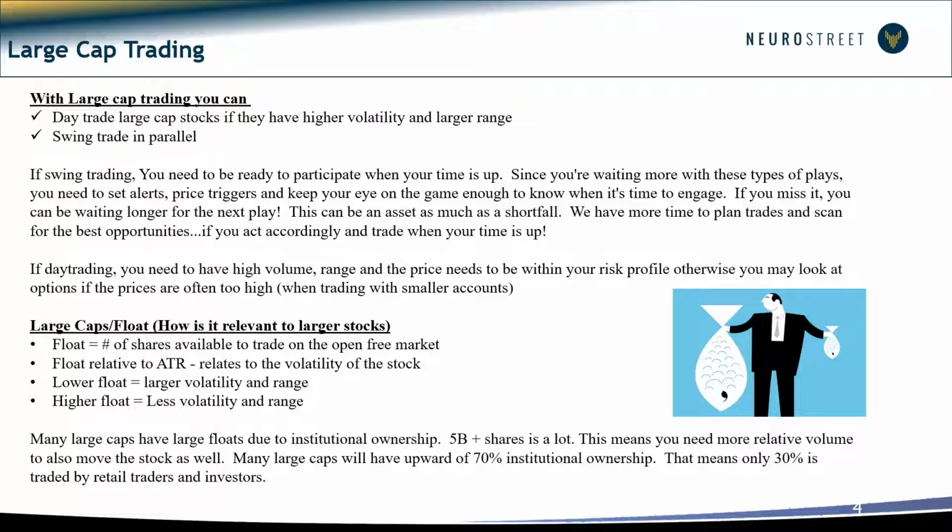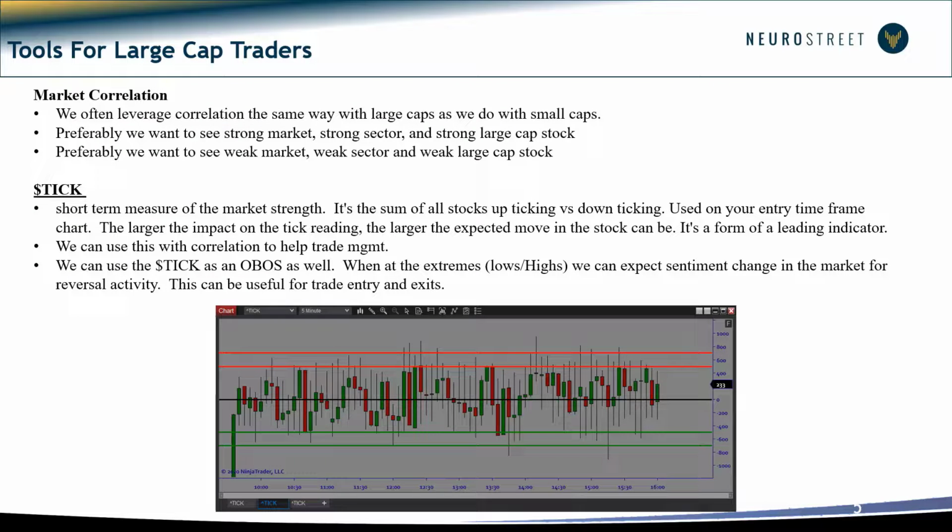Now, before we go into the scans, I want to talk a little bit about some of the things that we look at with large caps because of their nature. Market correlation often plays a big role. We often want to leverage correlation the same way with large caps as we do with small caps. Preferably, we want to see strong markets, strong sectors, and strong large cap stocks, right? We still want to apply the same concepts that we've been discussing. We want to see weak market, weak sector, weak stock.